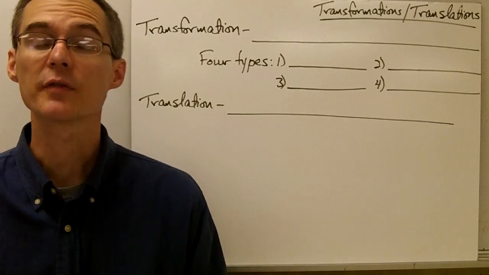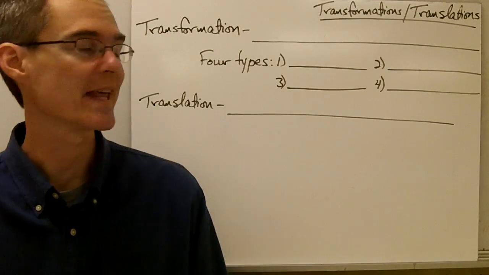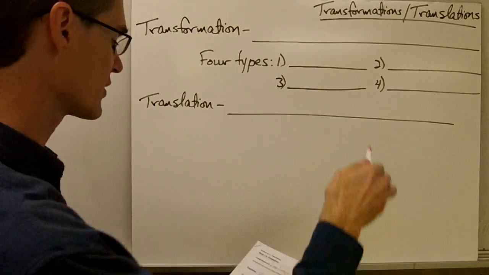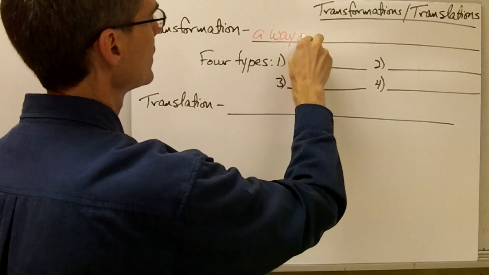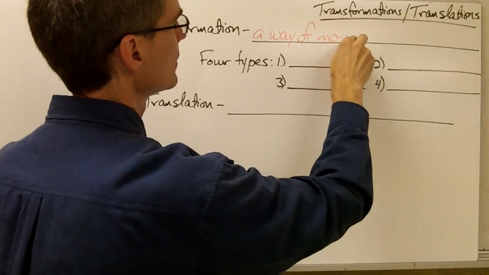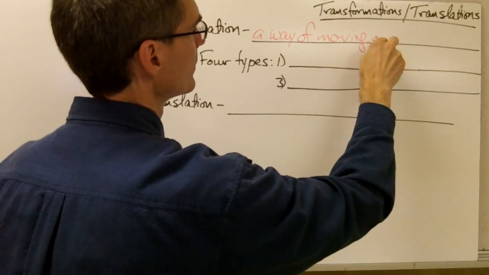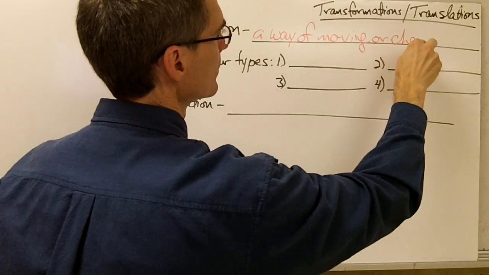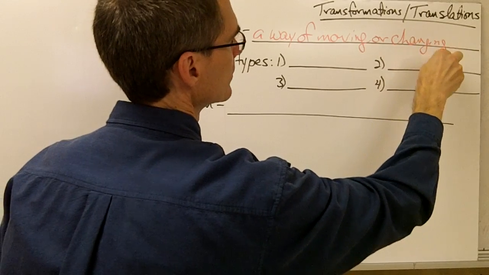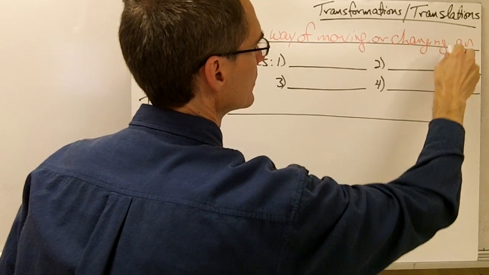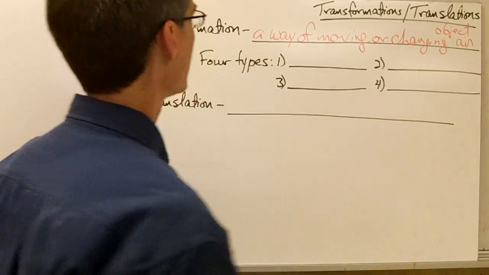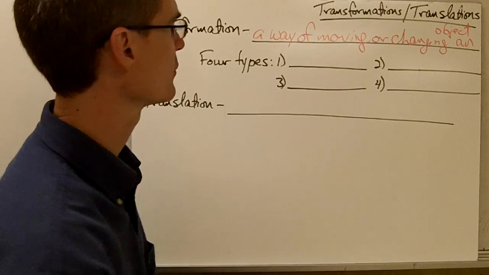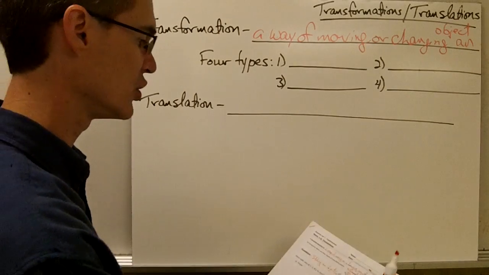Okay, this video is our first video on transformations. Now, a transformation is just a way of moving or changing an object. And there are four types of transformations that we're going to look at in geometry.